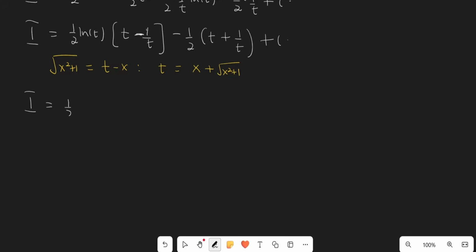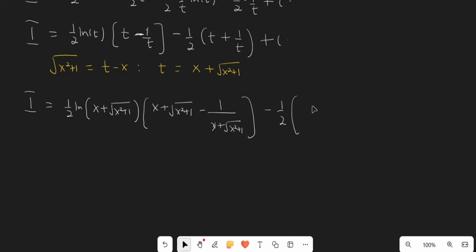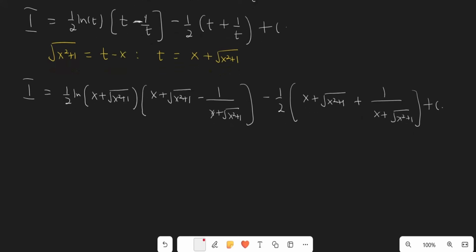So I is going to be 1/2 ln of t. In place of t is going to be x plus the square root of x squared plus 1, multiplied by t minus 1 over t, which is x plus the square root of x squared plus 1 minus 1 all over x plus the square root of x squared plus 1. And then minus 1/2 into t plus 1 over t. t is x plus the square root of x squared plus 1, and then plus 1 all over t, where t is x plus the square root of x squared plus 1, plus the constant of integration.